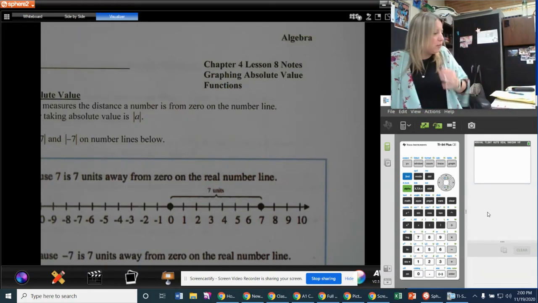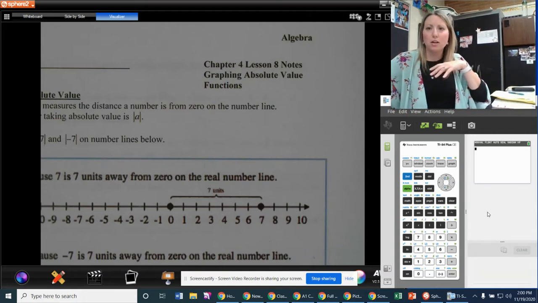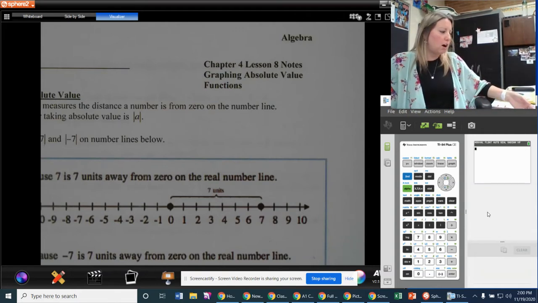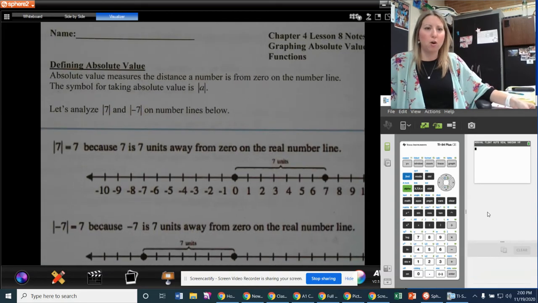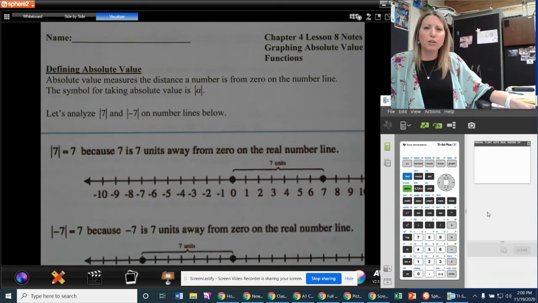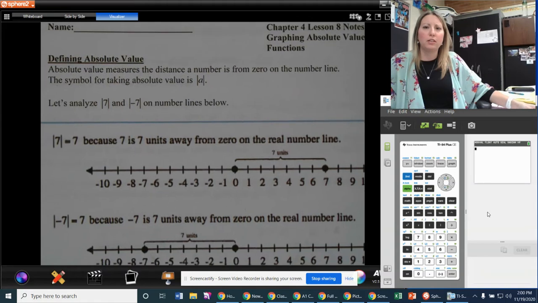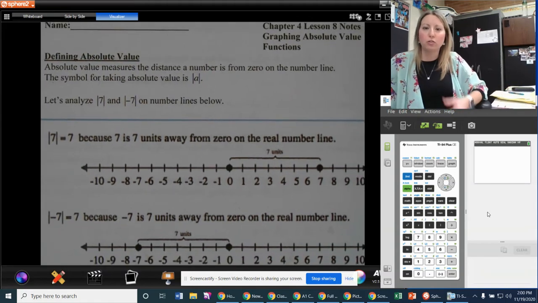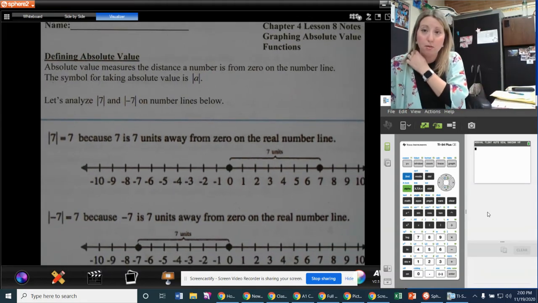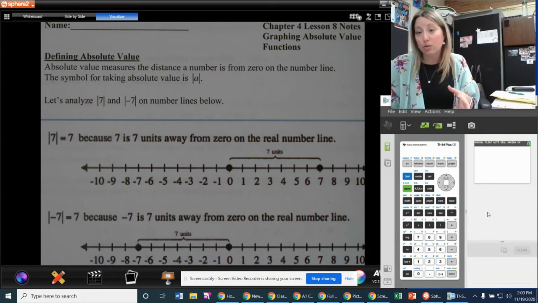One of the things that I didn't do in the transforming functions lesson was go into detail about what absolute value really was. The reason I didn't do that is because we weren't talking about the detail of why the function does what it does. We were just talking about the detail of moving it around the X and Y axis. Okay.